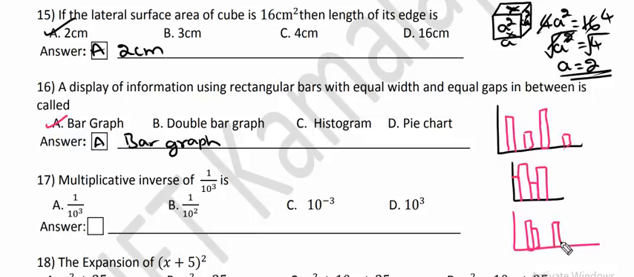and then give a gap, and the next one is this one. So this type of graph is called the double bar graph. And then pie chart is where we take a circle and divide it by the radius according to the data. So, therefore, bar graph is the correct answer.